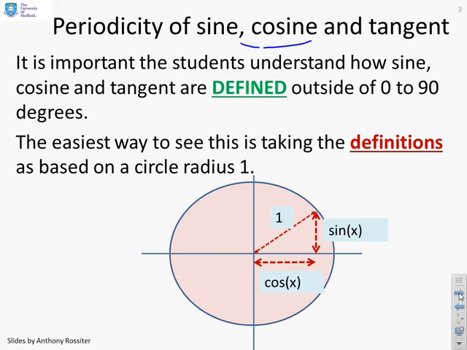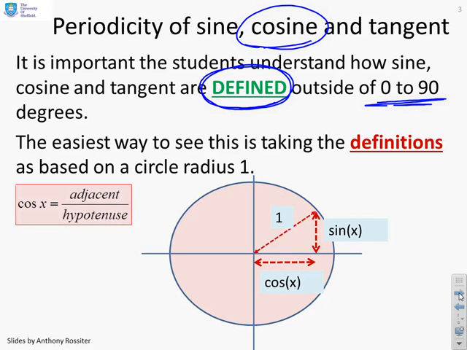Now, this video is going to focus on cosine. And so what we want to do is ask ourselves, how is cosine defined? And I'm emphasizing the word defined. It's not something to understand, it is a definition. And in particular, we're interested in what happens to cosine outside of 0 to 90 degrees.